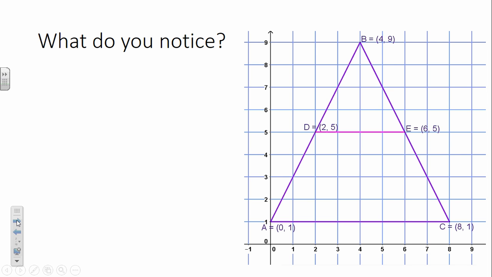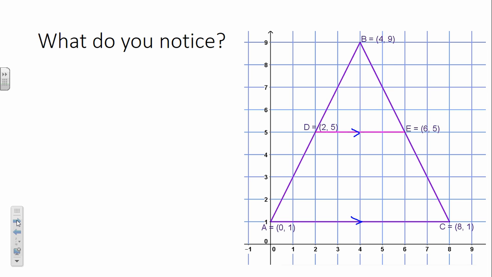Looks like a triangle. We have parallel lines. DE has a slope of 0, 0 rise, right? Lots of run. And AC has a slope of 0. So we have parallel segments. What else? What else do we notice? Jacob.